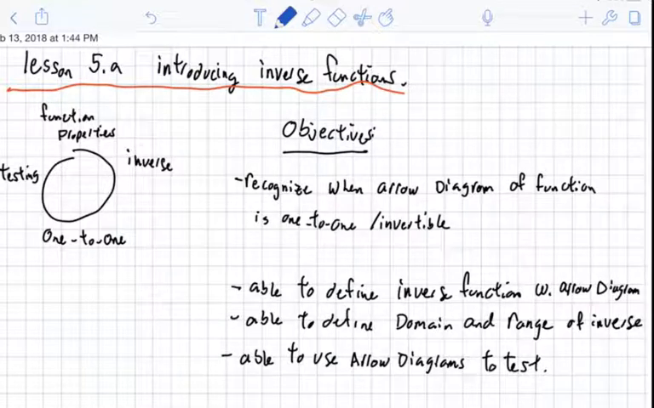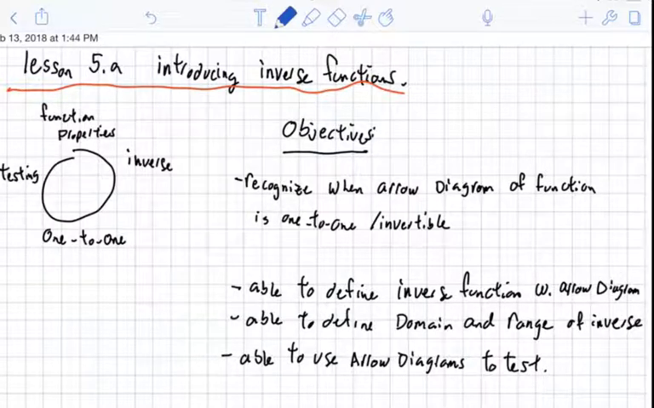So let's start. We're going to be talking about inverse functions. In this particular lesson, we're focused on arrow diagrams. So you remember when I was writing functions in terms of arrow diagrams? You're only going to see arrow diagrams this particular lesson.